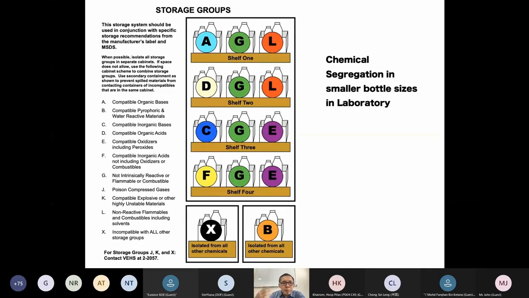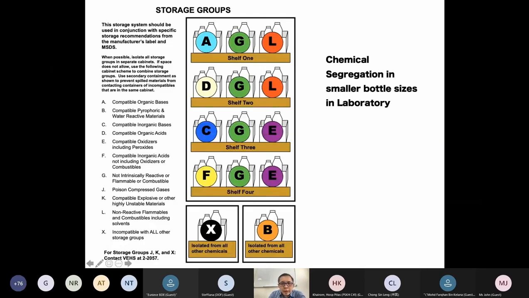B group is water reactive. K is explosive. X is incompatible with all the rest of the chemicals. These three groups, you should segregate separately. The rest you can put into a single storage cabinet. Now I want to highlight G and L. G is the non-intrinsic, reactive flammables and combustibles, could be like your pH buffer, etc. L is solvent, right?